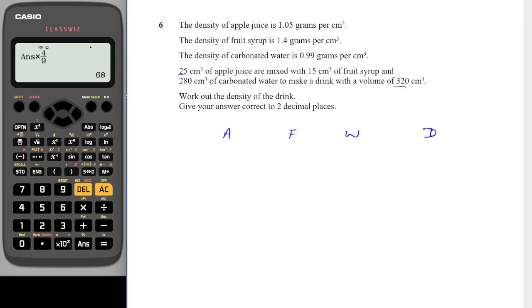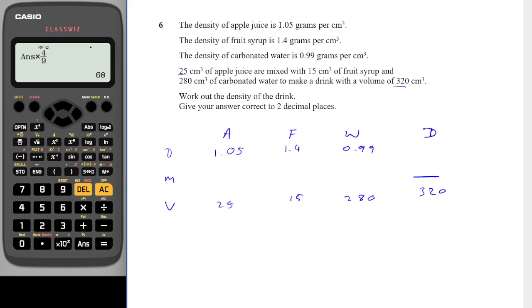So in effect, I'm going to look at density, mass, and volume, and then I'm going to put the information in. So we've got densities of 1.05, 1.4, 0.99, and then we've got the volumes, 25, 15, and 280. And we've got this volume here of 320. So we need to work out the mass of this before we can work out the density. So we need to work out the mass of all of these.